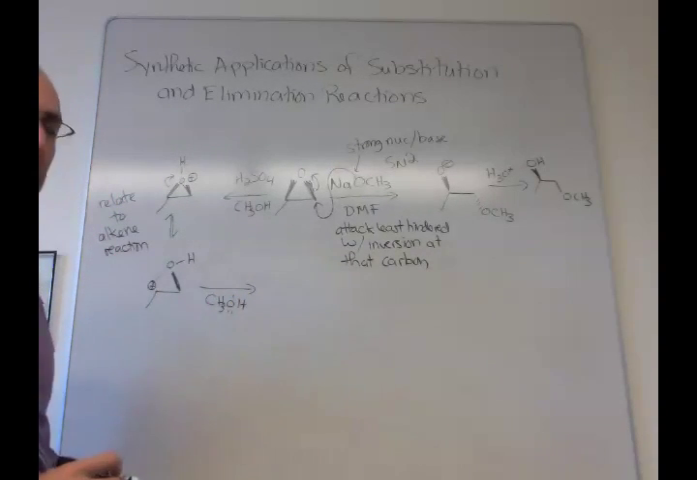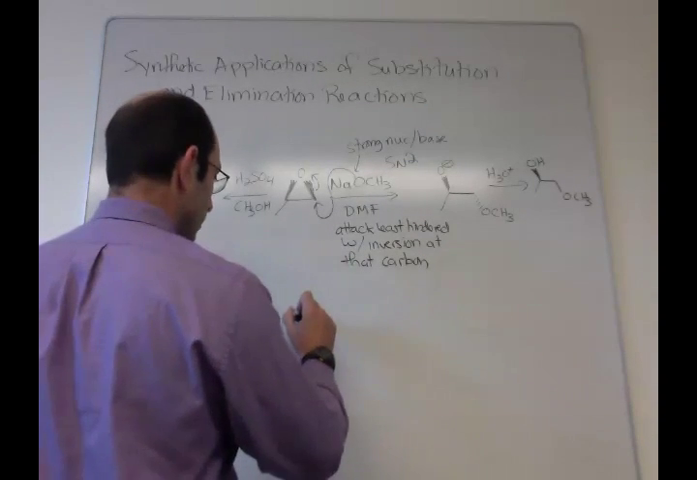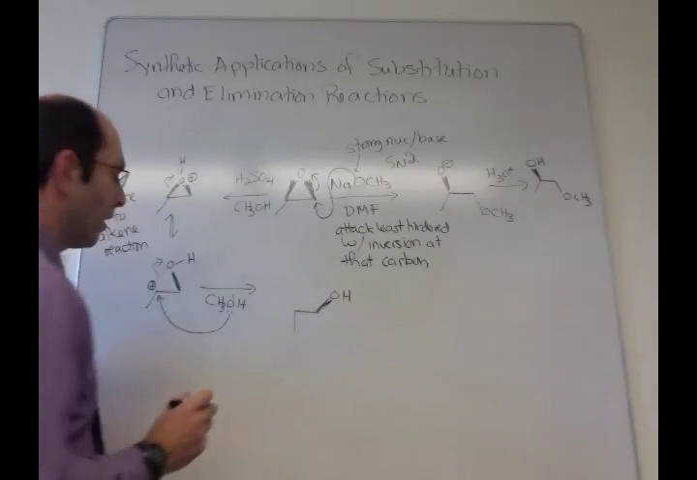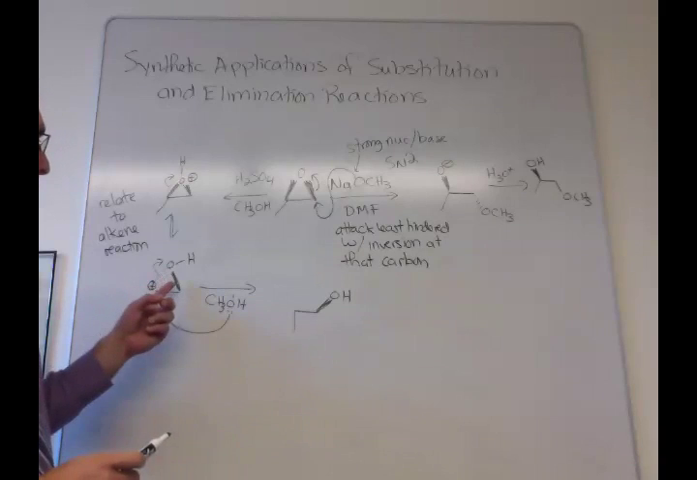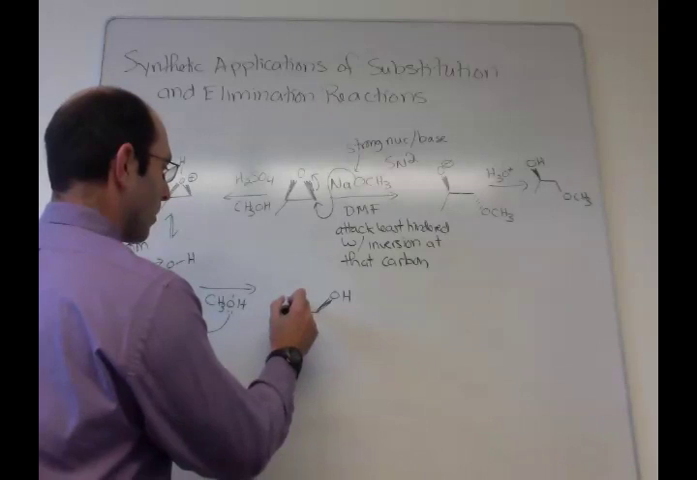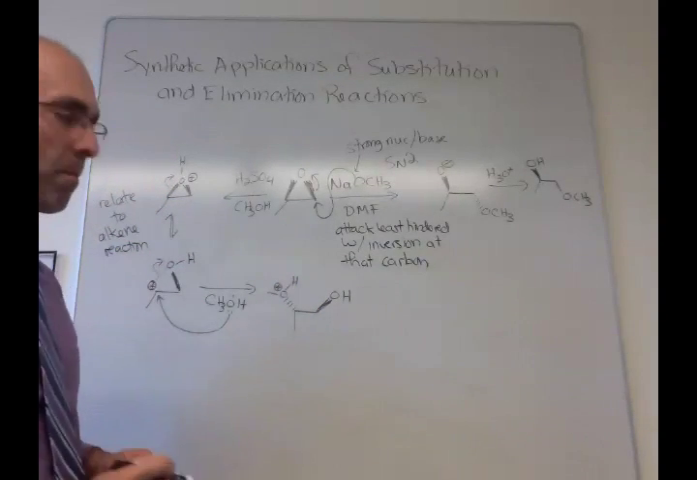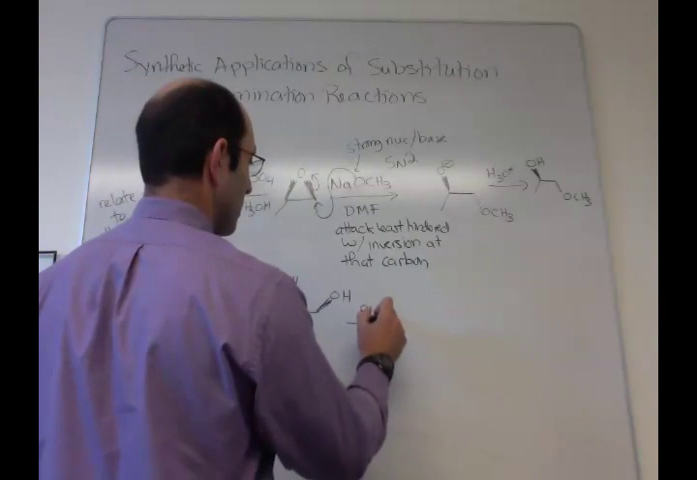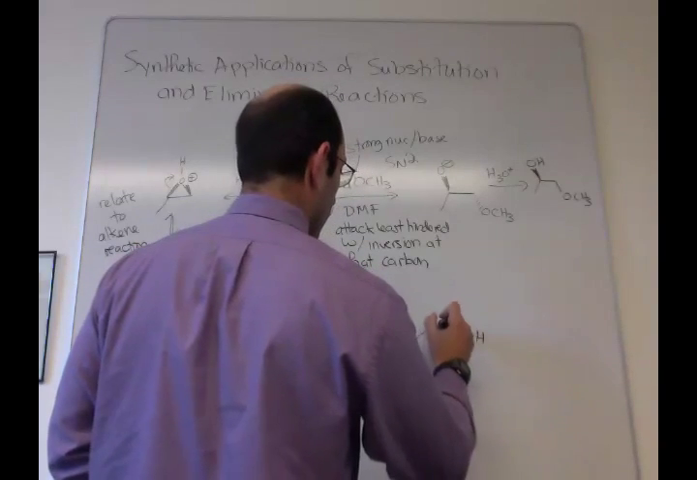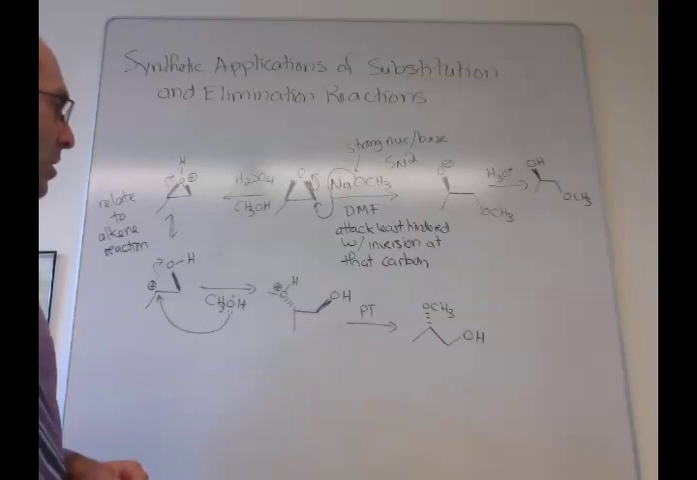Right now, methanol can attack this carbocation. And it will attack from the side opposite of the carbon-oxygen bond here because that's blocking the front face. So the methanol will attack from behind. And then we can just do a proton transfer. And we can end up with our product.